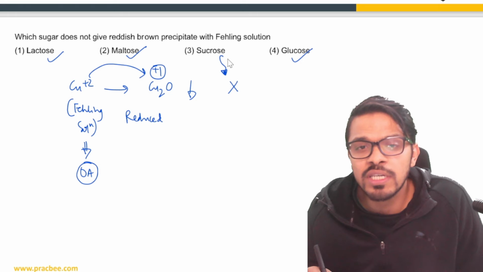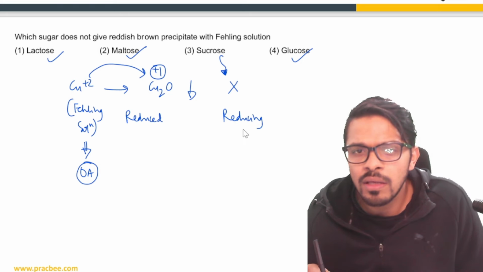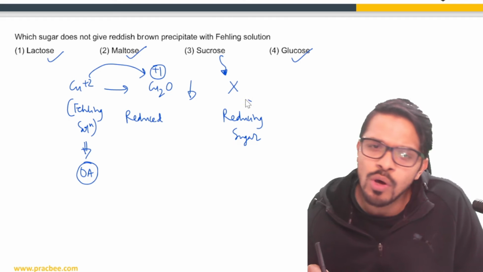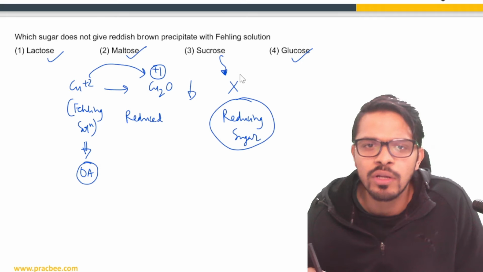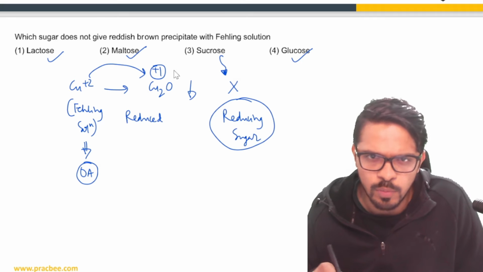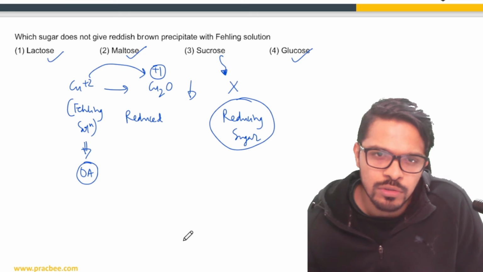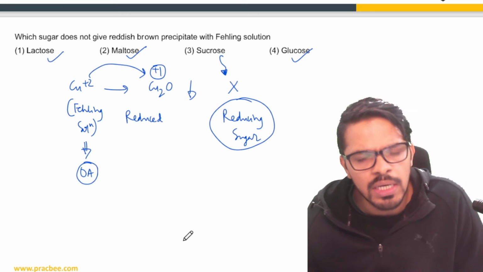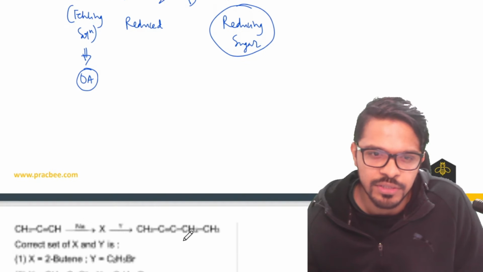So we want to see which of these sugars is a reducing sugar. We have seen in our syllabus all the sugars are reducing sugars except sucrose. Sucrose is a non-reducing sugar, right? Lactose, maltose, glucose, all are reducing sugars. Generally, all monosaccharides and disaccharides are reducing in nature.